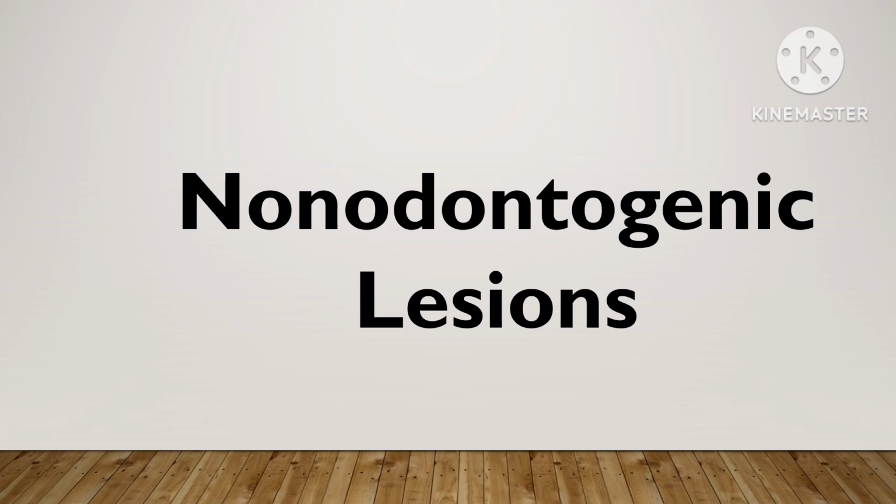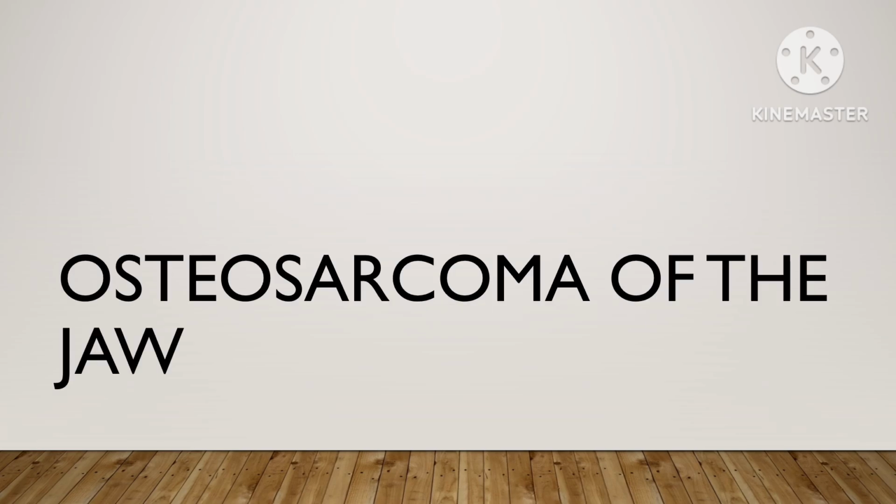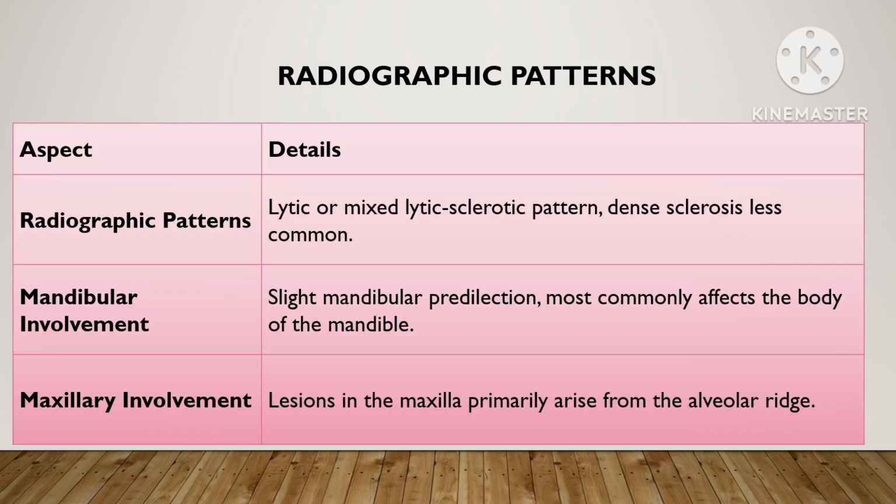We'll discuss the non-odontogenic lesions. First of all, we'll talk about osteosarcoma. Osteosarcoma of the jaw is a rare, aggressive, malignant bone tumor primarily affecting the mandible and maxilla. Osteosarcoma shows a varied radiographic appearance ranging from osteolytic to mixed to osteogenic pattern of bone.